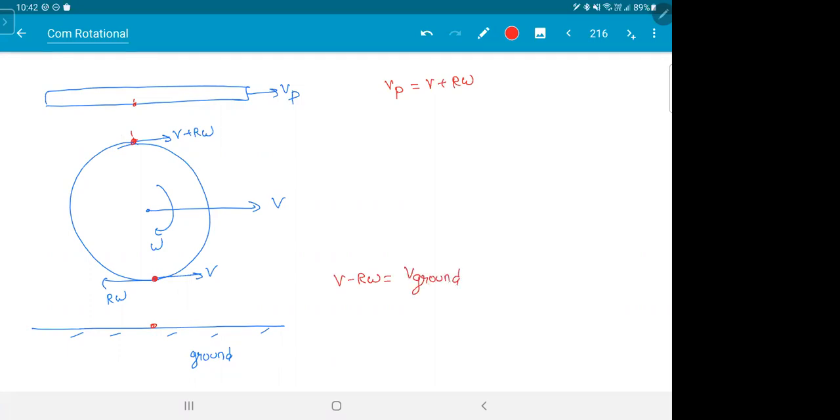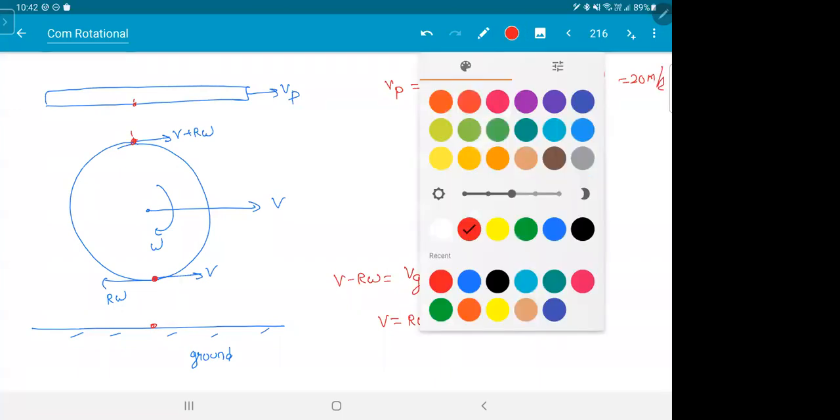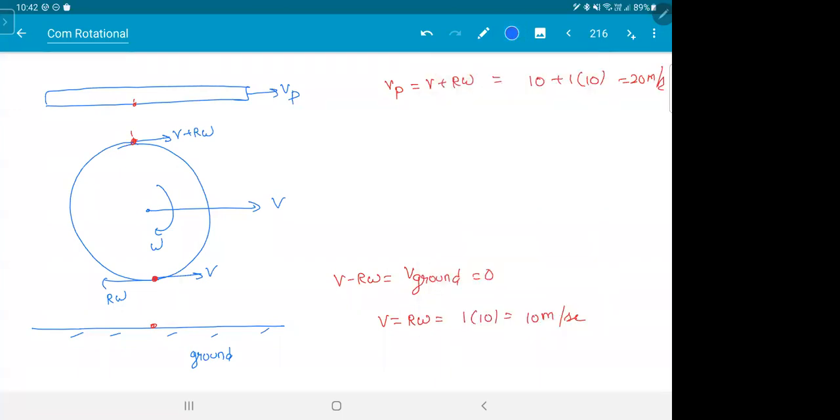Now, wherever you're touching, that point's velocity should be the same. And V ground is 0. So I got V equal to r omega. R is 1, omega is 10, right? So the cylinder's speed is 10 meters per second. So this is 10, this is 10, so 20. So the plank is going with 20 and the cylinder is going with 10. Does this make sense? Obviously, we just saw it: if the center is going with V, the upper point will go double the speed when there is no slipping.